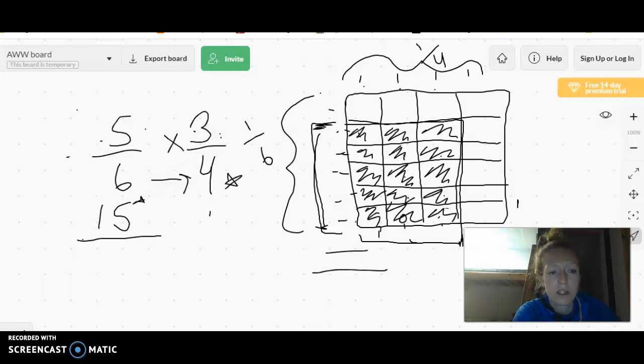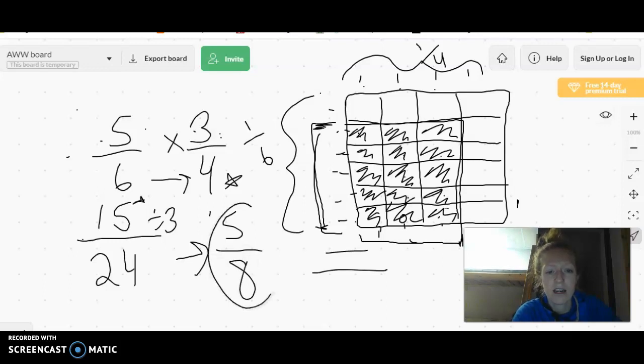6 times 4 is 24. So we can simplify that though, can't we, right? Because we know that 15 and 24 are both multiples of 3. So I can divide 15 by 3 and 24. 15 divided by 3, right, is 5. 24 divided by 3 is going to give us 8. So that would be your final answer.